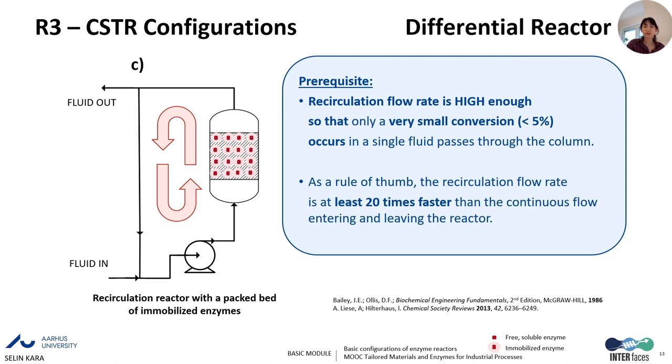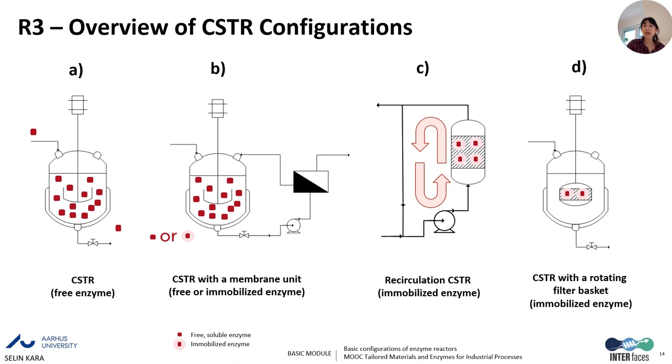How can we have a differential reactor? In this kind of setup we have different flow rates, and we should have a higher flow rate that is recirculating in the packed bed reactor. And this flow rate should be high enough so that we have very small substrate conversions for the single fluid pass through the column. As a rule of thumb, the recirculation flow rate, so this inner flow rate that we see here, should be at least 20 times faster than the continuous flow entering and leaving the reactor. Overall, we can also have different configurations for a CSTR, depending on the enzyme form that we are using.